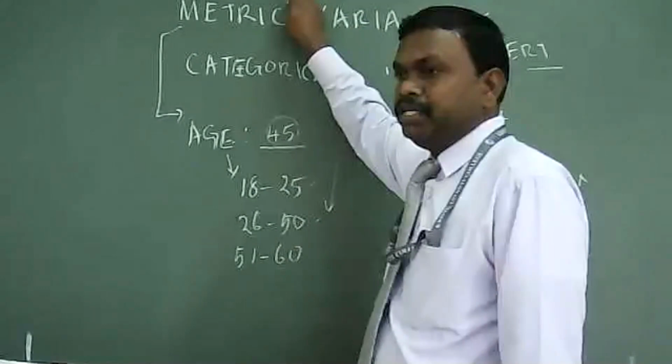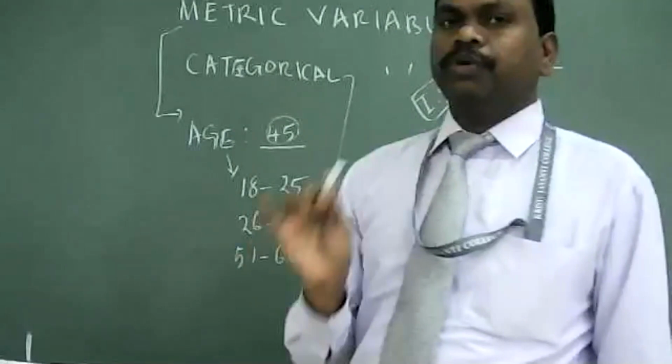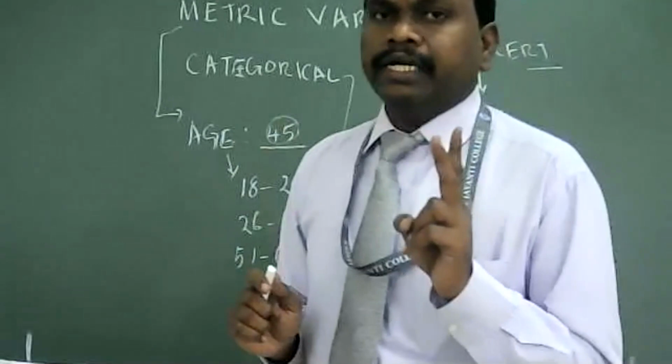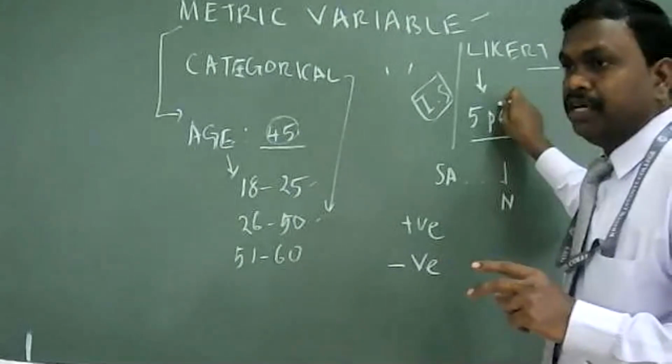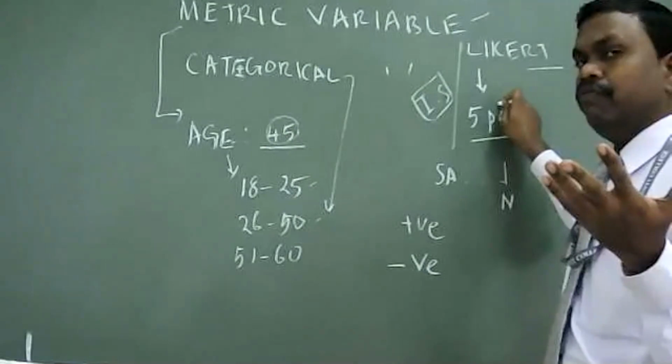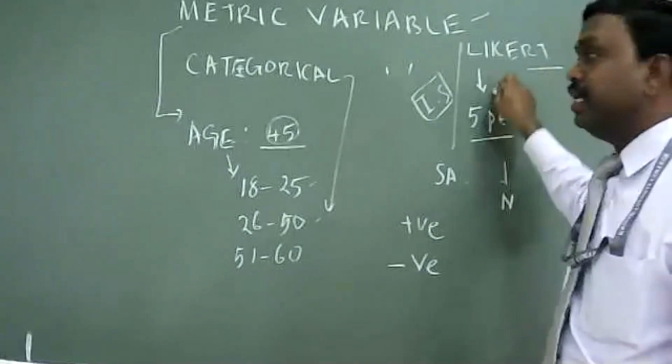So, I'm just discussing metric only based on your requirement for the project, okay? There will be two kinds where you can measure whether it is metric or not. One is through the questionnaire where you are using a Likert scale, minimum of 5 points. It can be more than 5 points, but the minimum requirement is only 5 points. If it is more than 5, then it comes under metric.